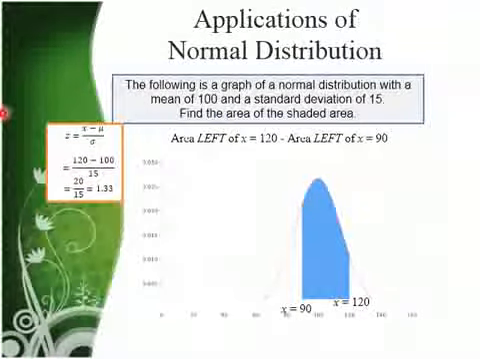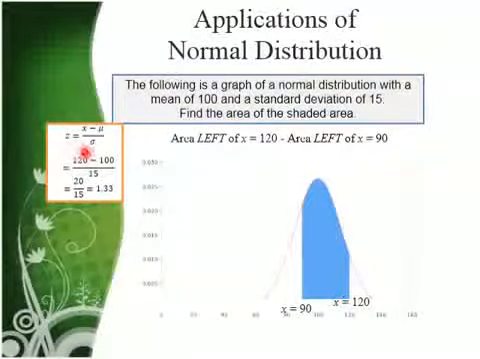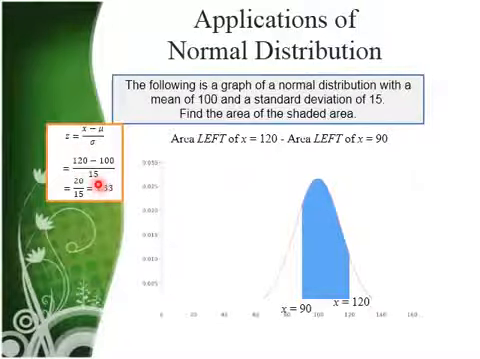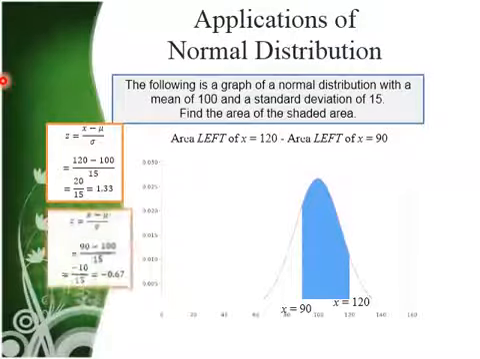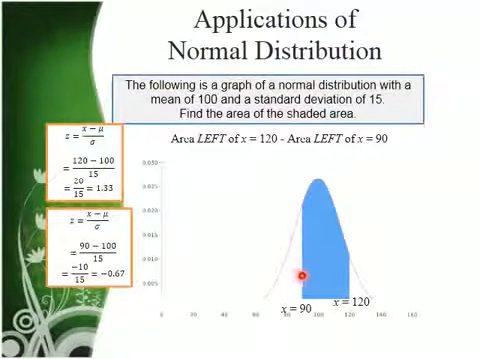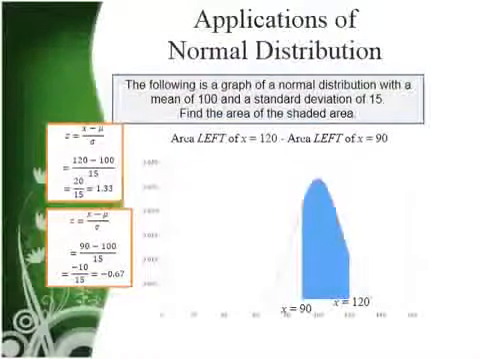So first of all, if we find the area to the left of 120, notice I'm plugging 120 into my z-score calculation. I find my z-score is 1.33, and now I'll find a z-score for 90. So plugging all this into my z-score formula, I get a negative 0.67. So now I have to find the area to the left of 1.33 on the standard normal distribution table, and then subtract off from that the area to the left of negative 0.67. And that'll get me the area between 90 and 120 on this normal distribution.